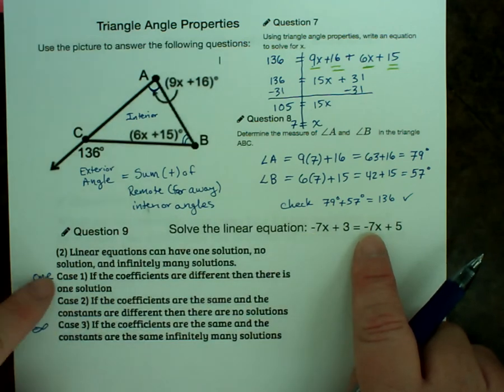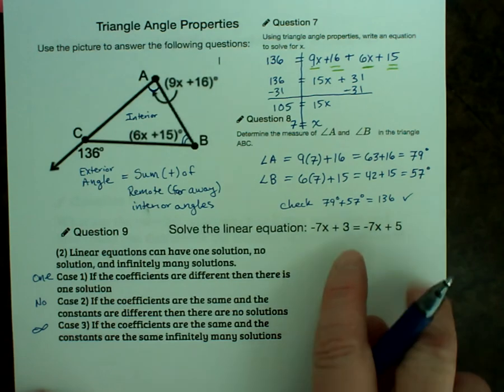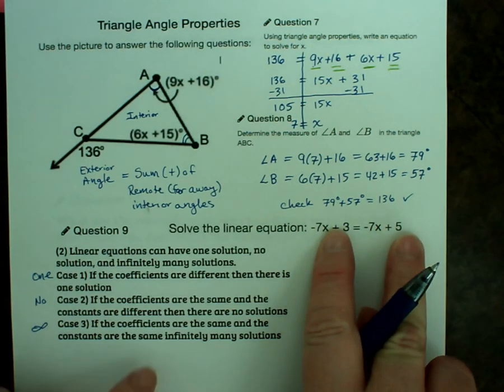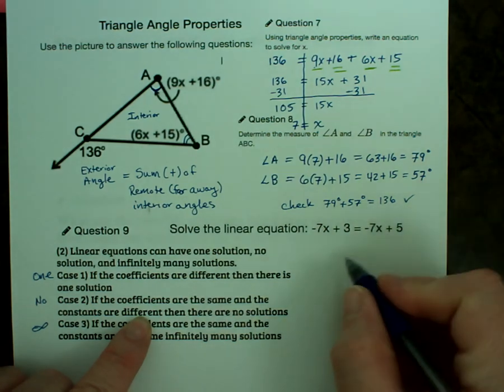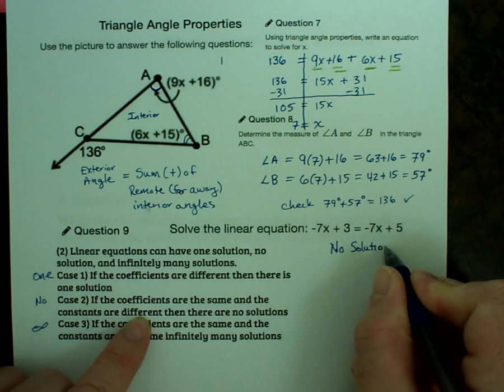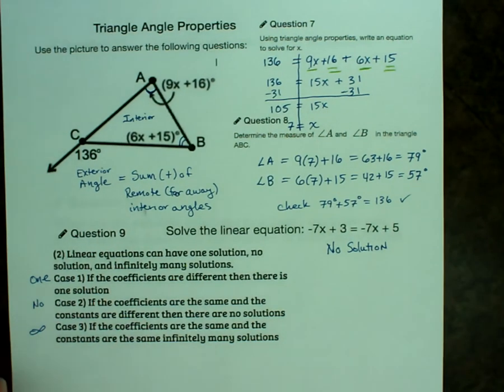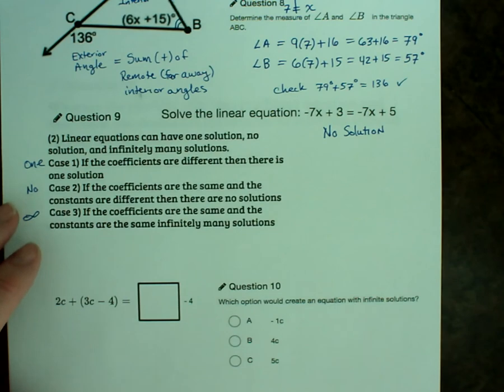So the one solution is out of here. And now we just go to the constants. The constants happen to be different. So that means there's no solution. A lot of people got that one right. So congratulations if you got it right.